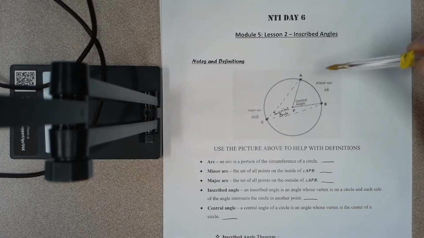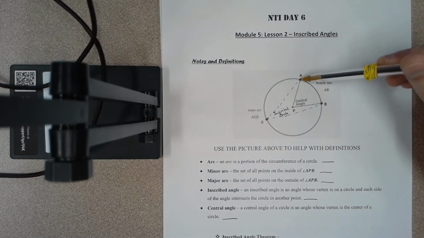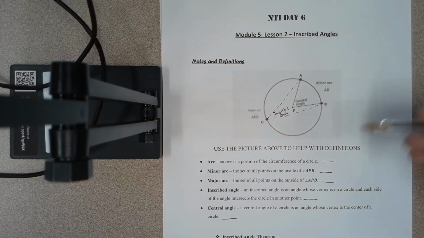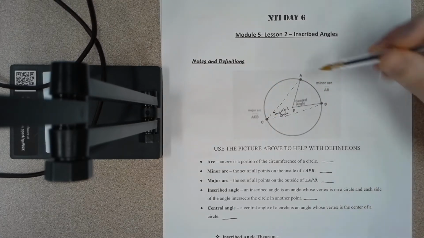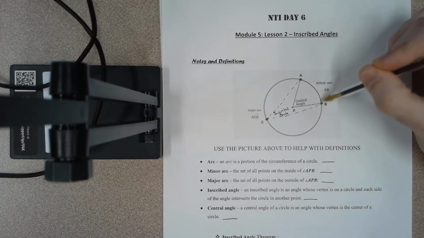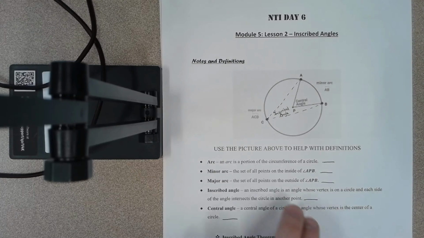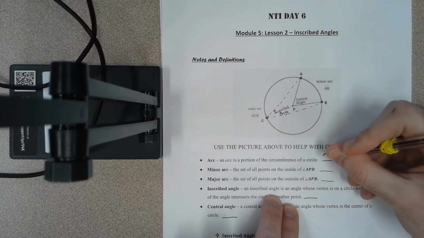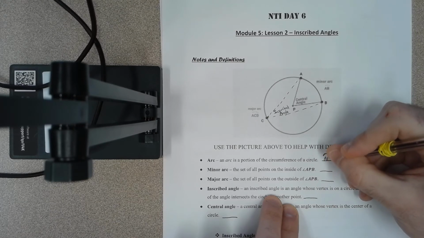And an arc is a portion of the circumference of a circle. For the entire circle, you start at A, go all the way around, and end up back at A. One example of an arc would be just a portion of the circumference. So from A to B would be an example of an arc. You can write a little arc symbol like that, and then AB.